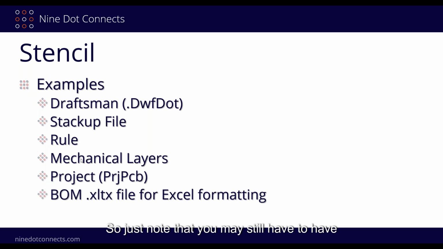So just note that you may still have to have some common directory on your network that would maintain a rule file or a mechanical layers file. I know they recently came up with one for the constraints, but that's a little bit different than the RUL file that you can save off and then re-enter into a PCB doc. So just be aware that not every single one of these things has a storage location in A365, okay?